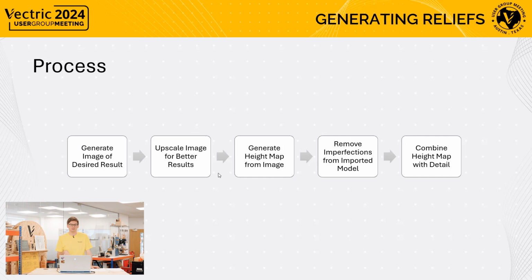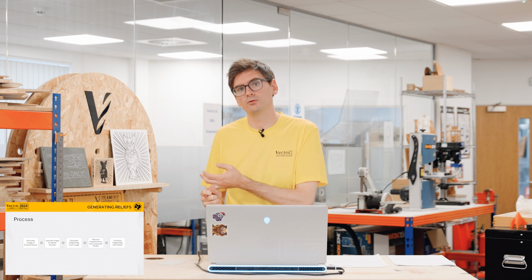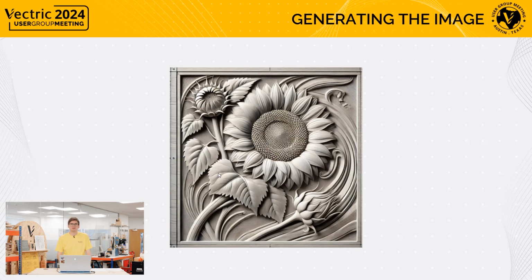And a little bit more detail, we'll generate the image of the desired result. We're going to upscale it using a new AI tool, because we'll need better results than the AI tool can generate for our subsequent steps. We're going to generate the height map from the image. We're going to then remove imperfections using the tilt and fade and the replace below tool. And then we're going to, again, combine those models in Aspire. So this is the image that we plan to create. It's a kind of relief of a sunflower.